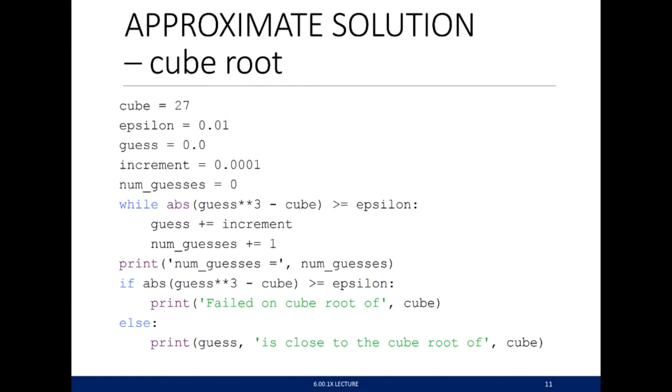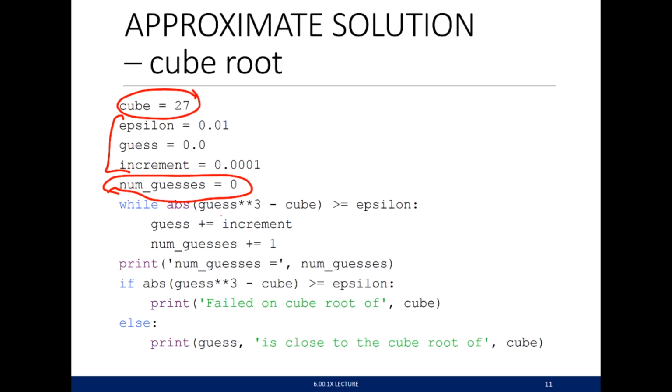So here's an example. I'm going to start off with some value for the thing I'm trying to find the cube root of. 27 is going to be an easy one. I'm going to set up some initial values. Epsilon is going to be something that tells me how close I want to get to the answer. Guess is where I'm going to start. And increment is the size by which I'm going to increase my guess as I move along. And just to keep track of it, I'm going to set up another variable called number of guesses. I'm going to use that to keep track of how many times I go through the loop as I do this. And then what does this code do?